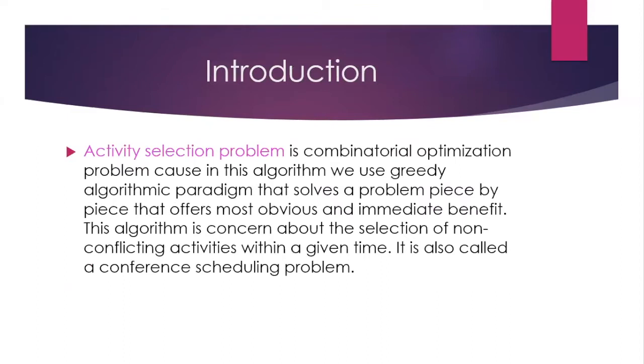At first, I am going to discuss the introduction of the activity selection problem. Actually, the activity selection problem is a combinatorial optimization problem. And the activity selection problem is always concerned with non-conflicting activities. Each event has its own starting and finishing time. It follows a schedule, and if any event causes any kind of collapse, then it will eliminate it. This problem is also called a concurrent scheduling problem.